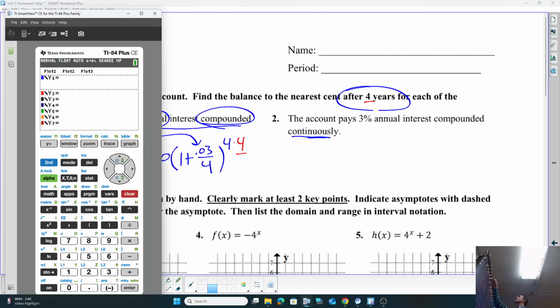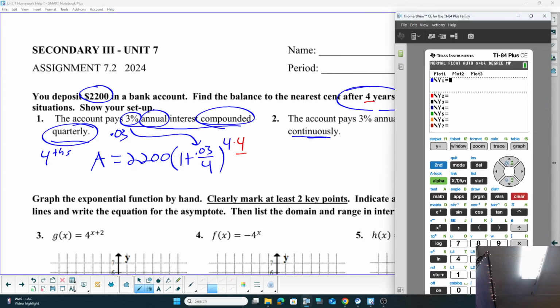What do you get? Go ahead and plug that into your calculator. So 2,200 times 1 plus 0.03. Wait, the 0.03 has to be in parentheses, and it has to be divided by 4 because we're compounding it quarterly. Then close parenthesis one more time, and then that's all to the 4 times 4, or 16, power. And so we get 2479.38.